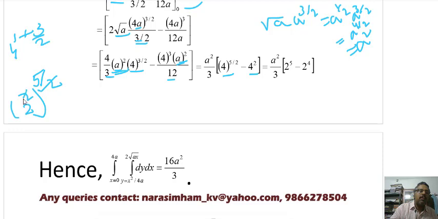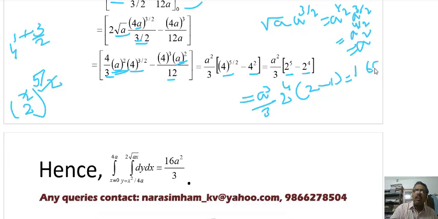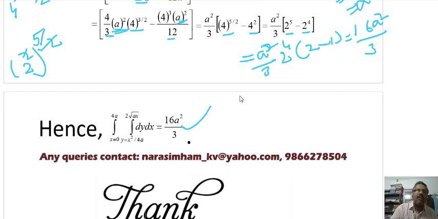Now the 2s cancel, you will get 2 power 5. 4 square is 2 square whole square, which is 2 power 4. Now this is a square by 3 into 2 power 4 as the common term, times 2 minus 1. 2 minus 1 is 1. 2 power 4 is 16, so 16 a square by 3 is the answer.